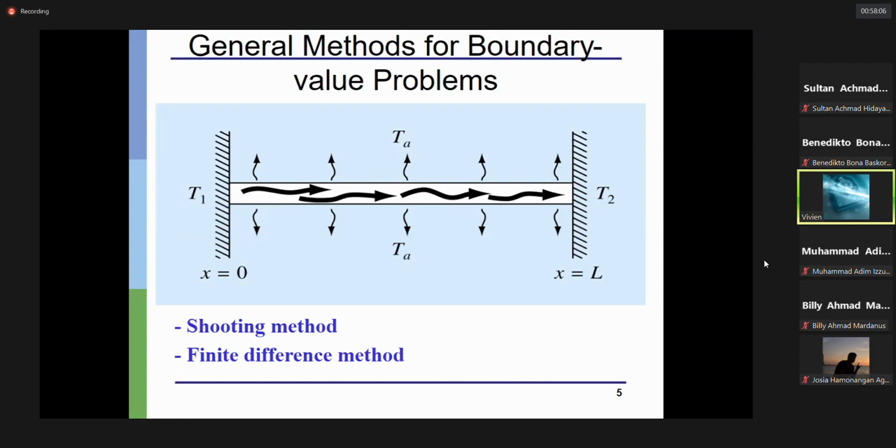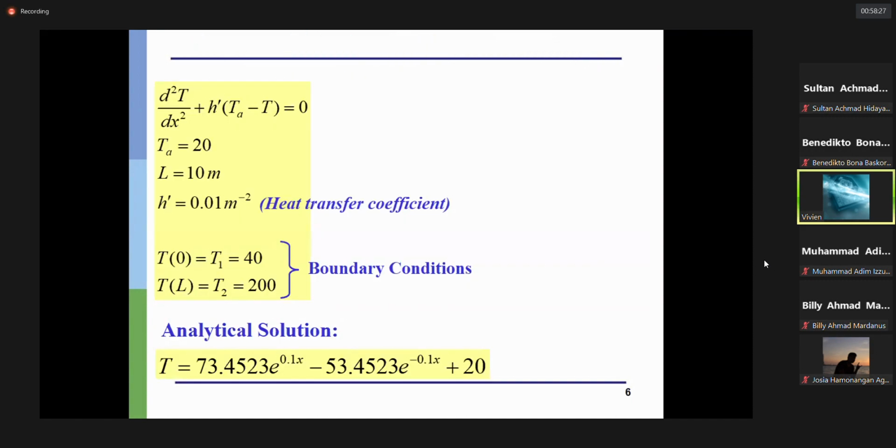What you might have learned in heat transfer is the finite difference method. But we will look at the shooting method first. This is basically combining the initial value problem to satisfy the second boundary condition in this case. So we'll look at it here.